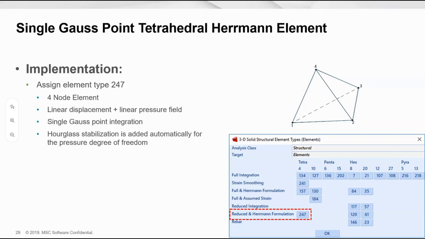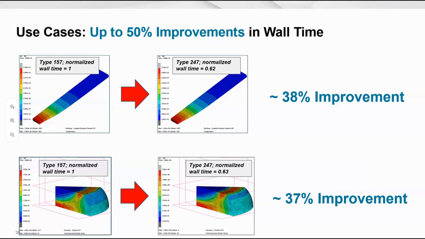So next we will look at the use case scenarios for this one. We're showing here two use cases, but we did perform a lot of tests. Some of them are proprietary models and are not shown here, and we have seen up to 50% improvements in the wall time. So if you look at the first test here, we had 38%, and in the second one we had 37% improvements in the runtime. And we compared the run against the simulation with type 157, and then we ran the type 247, which is the new element.